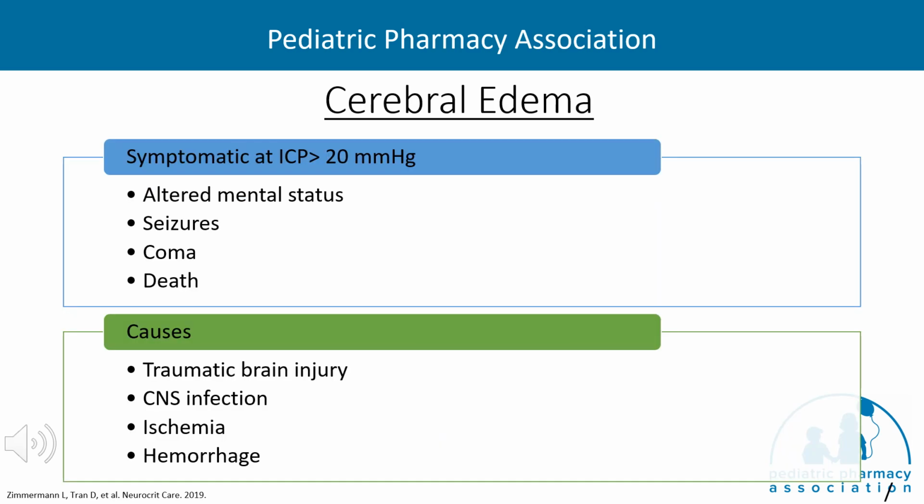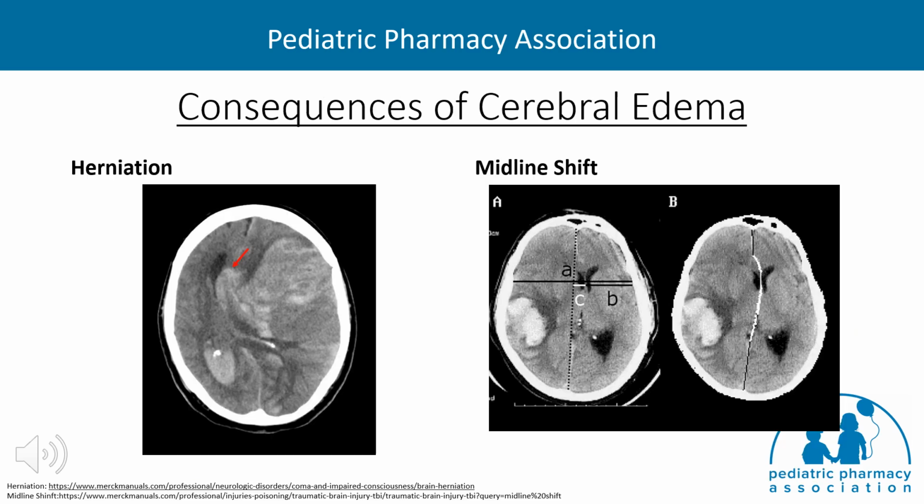Cerebral edema is swelling of the brain, and this can occur in response to traumatic brain injury. It is considered to be symptomatic, typically at an ICP greater than 20 millimeters of mercury, and can result in altered mental status, seizures, coma, and death. The cause we are talking about today is TBI, but it can also be caused by CNS infection, ischemia, and hemorrhage. The consequences of cerebral edema include herniation and midline shift, which we want to prevent due to the fact that these can be fatal if untreated and unnoticed.